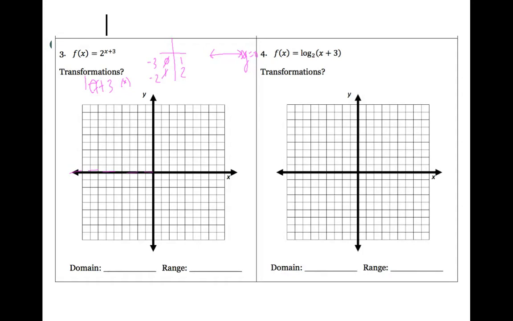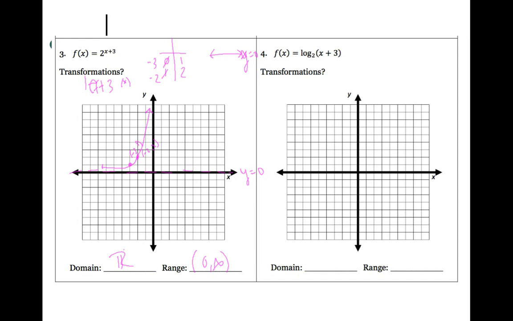So I'll graph it. And I've got negative 3, 1, and negative 2, 2. And that is the graph. Domain, all real numbers. The range, 0 to infinity.